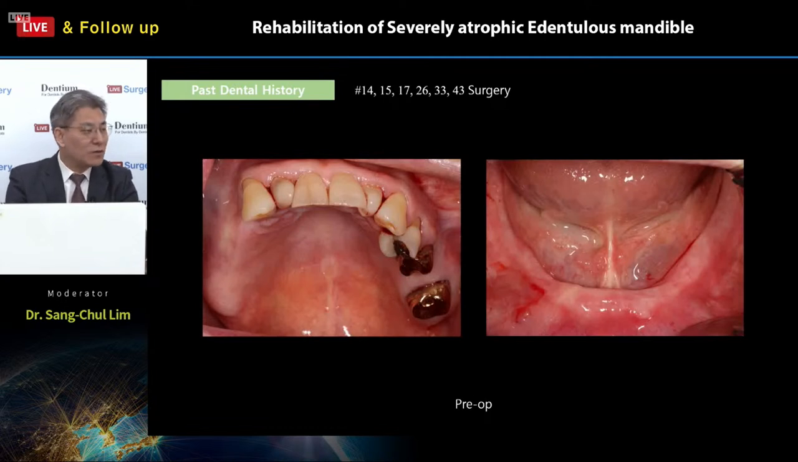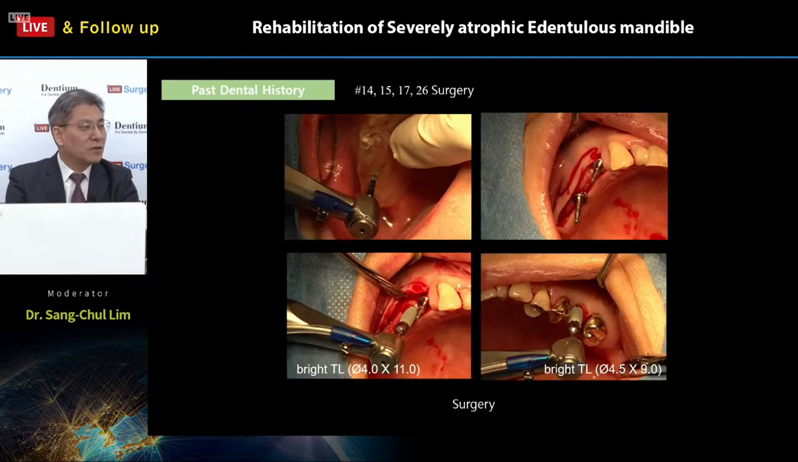These intraoral photos show us the first visit view of the patient. Okay, so 2 days ago, Dr. Zhang did the implantation surgery on the 14, 15, 17, 26 area. All of these areas were installed with bright tissue level, 4.0, 11 millimeter, 9 millimeter, it depends on the available bone.